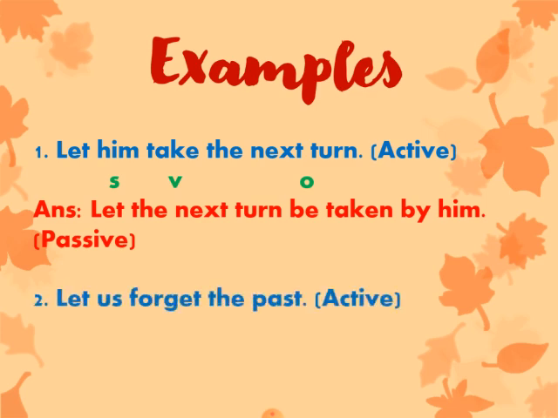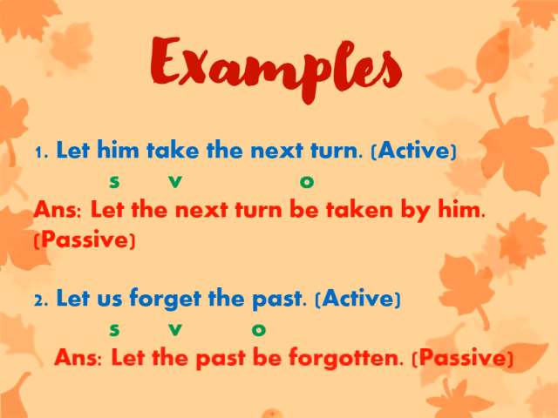Once again, another sentence. Let us forget the past. Here, us is the subject, forget is the verb, the past is the object. Let's swap the subject and object. We get: let the past be forgotten.